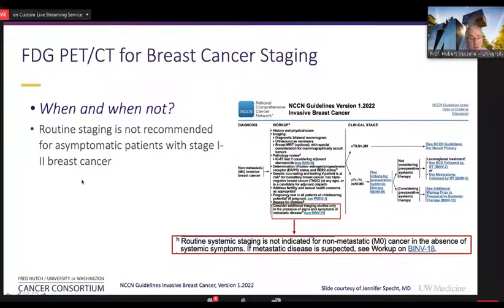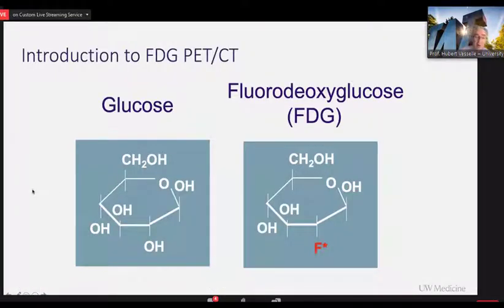And when do you image? Well, basically, routine imaging staging is not recommended for patients that don't have symptoms and breast cancer. And so that's an important thing. However, in some settings of stage 2, it will be done. And so, for example, I will show you instances in the power of FDG PET-CT.